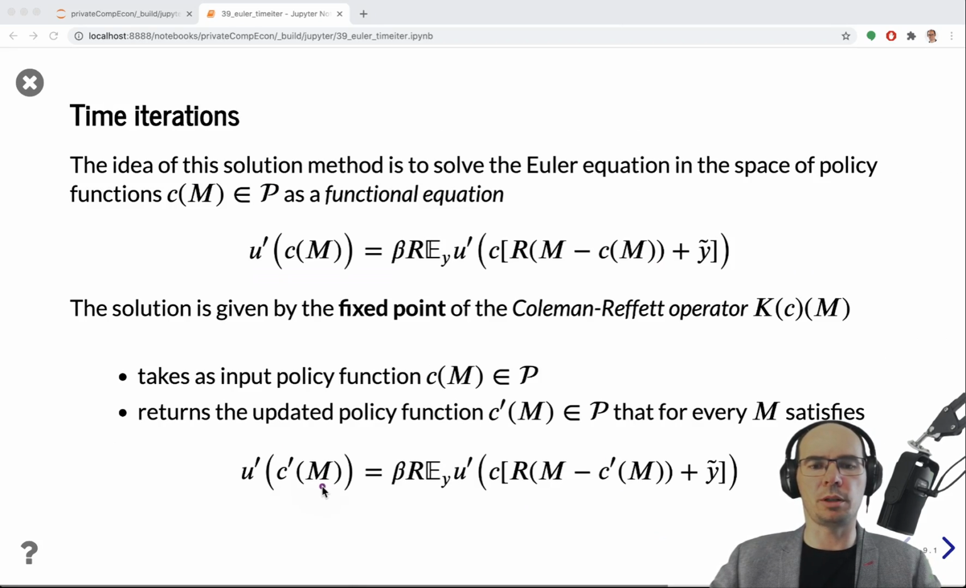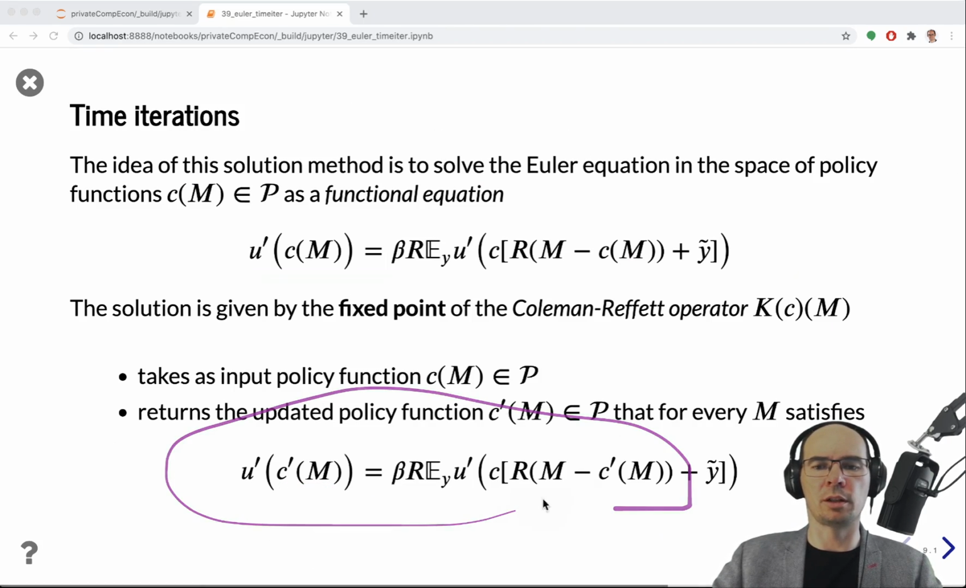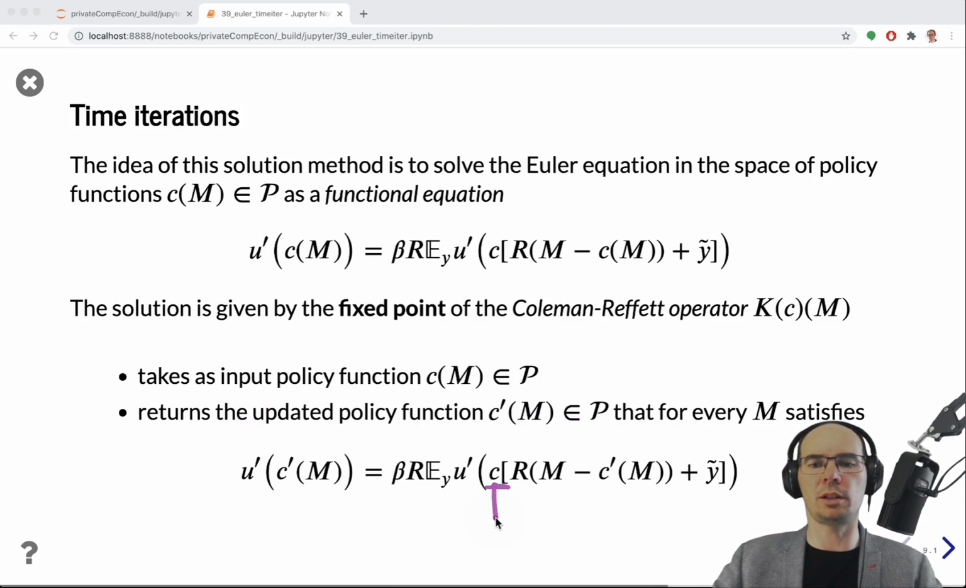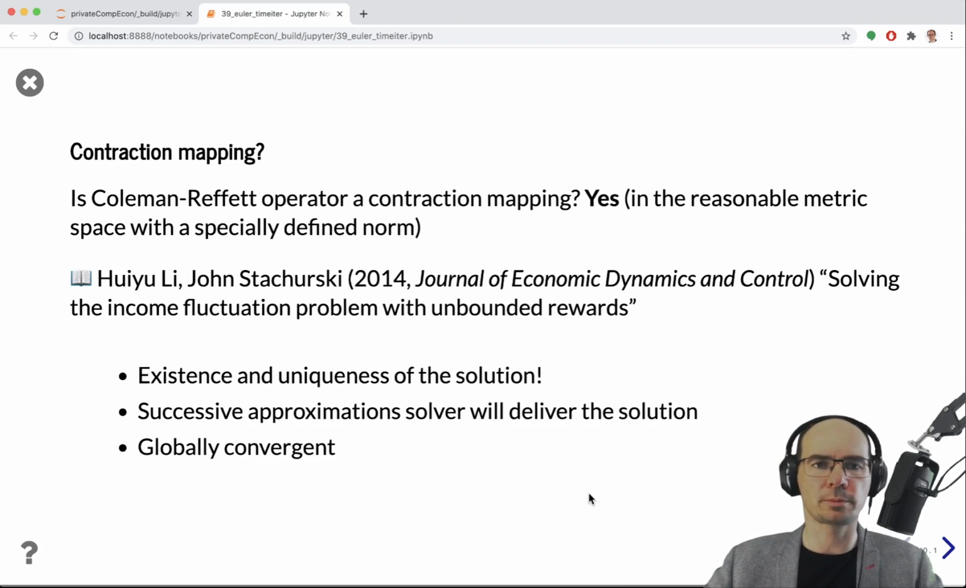We still will be imposing a grid on M, and we can calculate the C prime by solving this equation for a given C, for the given C of M function. So we are given the C of M function, we can calculate the right-hand side, the left-hand side, take the difference, and then minimize this difference. So we're solving an equation for each point of M, and this is even an equation in one dimension. But the big question is, is it a contraction mapping, right? It would be nice if it is, and it is.